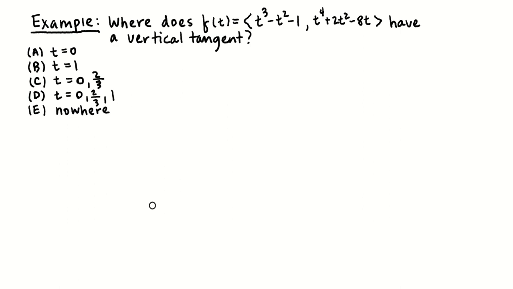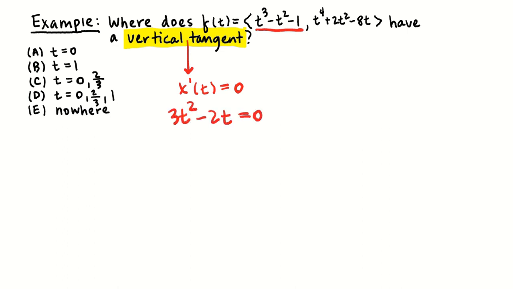All right, now let's do a quick example before we move on. Where does this function have a vertical tangent? Well, I know that a vertical tangent happens at a place where x prime of t is equal to 0. And I know that this is x of t. So x prime of t would be 3t squared minus 2t equaling 0. I'm going to factor and solve. I'll factor out a t, and I'll be left with 3t minus 2. This product is equal to 0 when one of the factors is equal to 0, which would happen when either t is equal to 0 or when t is equal to 2/3.